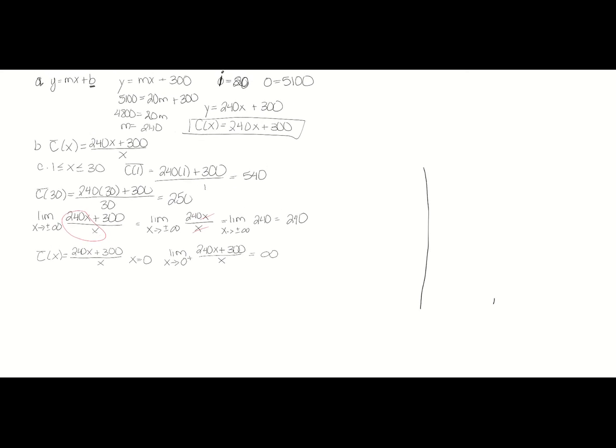So we have a vertical asymptote at x equals 0. We have a horizontal asymptote at 240, so this is y is equal to 240. Then we have 1 here and 30 here. When we put in 1, we got about 540, and when we put in 30, we got 250. And so from 1 to 30, our graph would look like this.